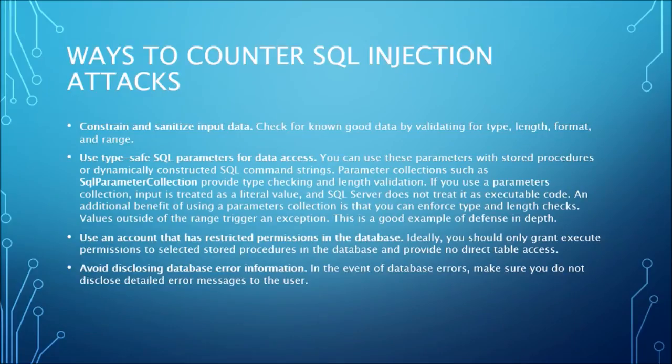Ways to counter SQL injection attacks. One way would be to constrain and sanitize input data. Check for known good data by validating for type, length, format, and range. Use type-safe SQL parameters for data access. You can use these parameters with stored procedures or dynamically constructed SQL command strings. Use an account that has restricted permissions in the database. Ideally, you should only grant execute permissions to selected stored procedures in the database and provide no direct table access.